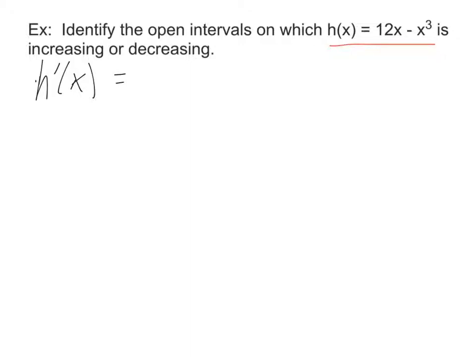Well, the derivative of 12x is going to be 12. The derivative of x cubed, this will be minus 3x squared. And remember, your critical numbers are where your first derivative equals 0 or it doesn't exist. So we're going to set this equal to 0. 12 minus 3x squared equal to 0. And solving this, I'll have negative 12 equals negative 3x squared.